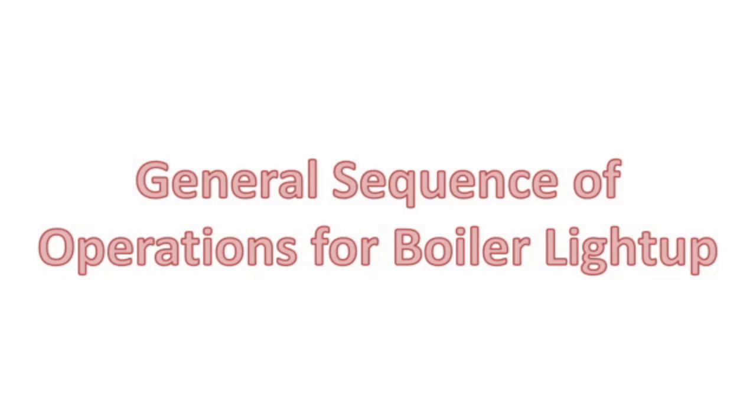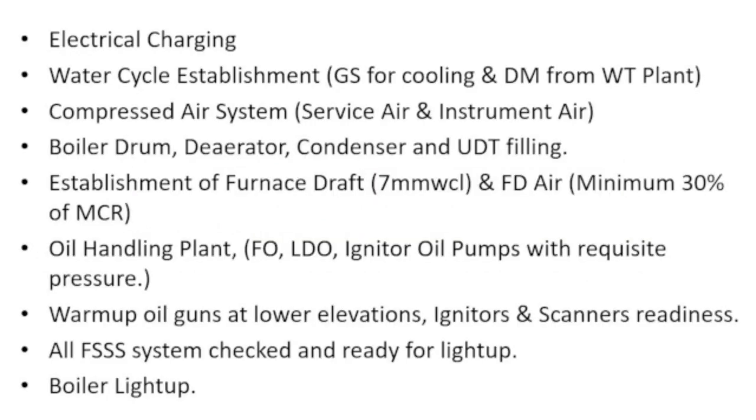Now, what should be the general sequence of operations for boiler light up? You want to light up a boiler, so what should be the general sequence? First of all, you should do the electrical charging. Then you can establish the water cycle for GS water for cooling, and the water may be available to WT plant for demineralized water.